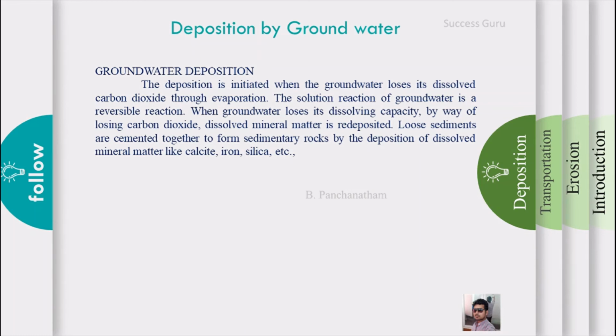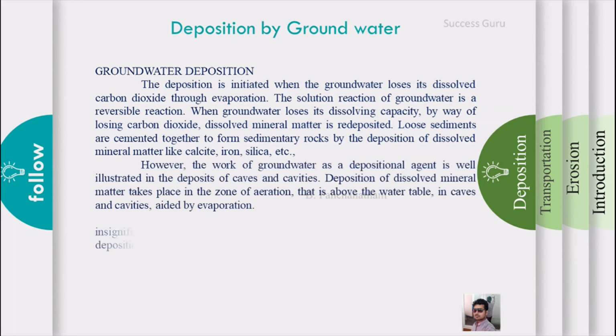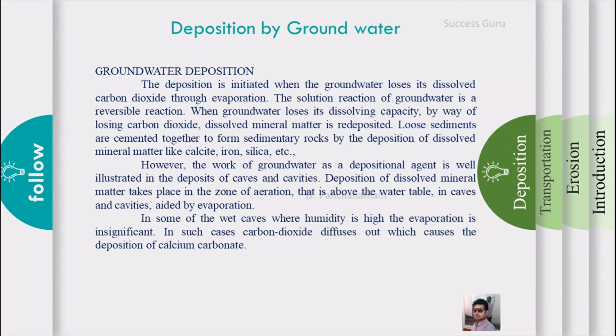Loose sediments are cemented together to form a sedimentary rock by the deposition of the dissolved materials like say calcite, iron or silicate that we had discussed in the sedimentary class. However, the work of groundwater as a depositional agent is well illustrated in the deposit of cave and cavities. The deposits of dissolved mineral matter takes place in zone of aeration, that is just above the water table, in caves and cavities aided by the evaporation.